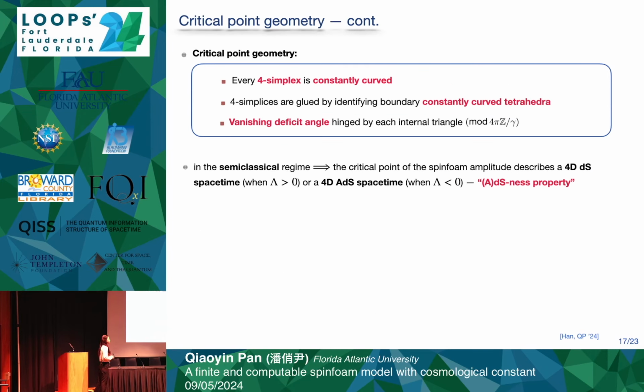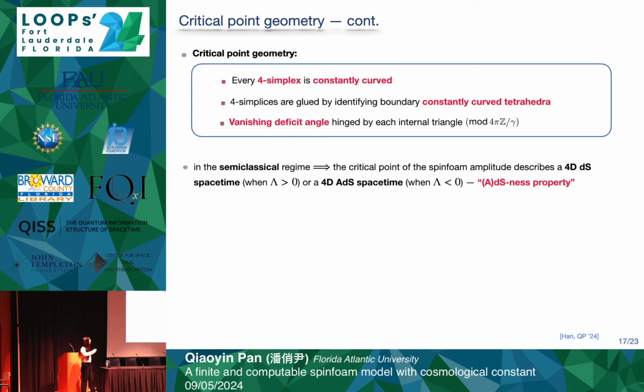So let me give a summary. The critical point geometry is the following. First, every four-simplex is constantly curved, and the four-simplices are glued by identifying the boundary constantly curved tetrahedra. And when we have internal triangles, the deficit angles hinged by these internal triangles vanish. This means, in the semi-classical regime, the critical point of the spinfoam model describes a 4-dimensional de Sitter spacetime or 4-dimensional anti-de Sitter spacetime, depending on the sign of lambda. We call it the dS-ness property or AdS-ness property.